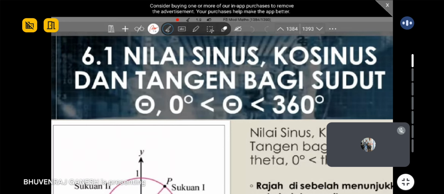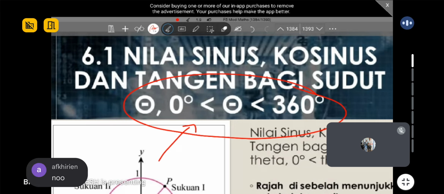Sudut yang diuji dalam matematik, the angle that is tested in modern maths is only this one. 0 sampai 360 sahaja. 0 until 360. But guys, untuk yang ambil add maths, adakah ini sahaja sudut yang diuji? For those who take add maths, is it 0 until 360? Of course no lah. Ada lebih banyak dari situ. Tapi jangan risau, kita akan bincang yang ni sahaja, sebab sekarang kita buat matematik. So 0 sampai 360 sahaja.